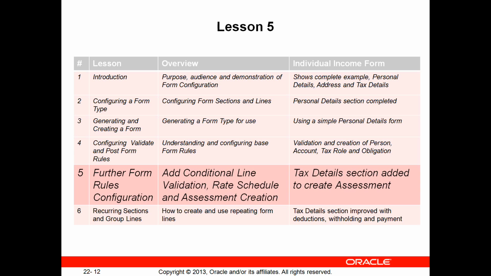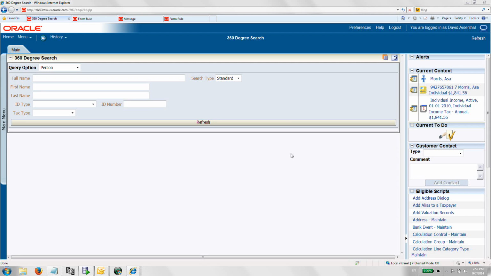At the end of this lesson, we'll be able to update our form such that we have not only a personal details section, but a simple tax details section that creates an assessment. We will now look at the tax form again, and you will see that we have added some new lines.